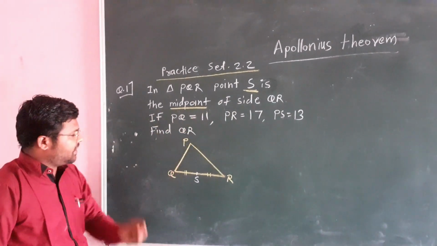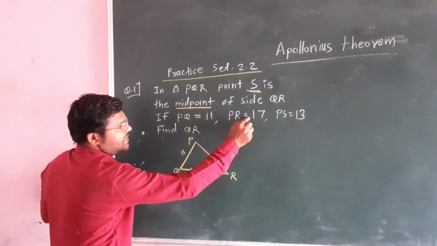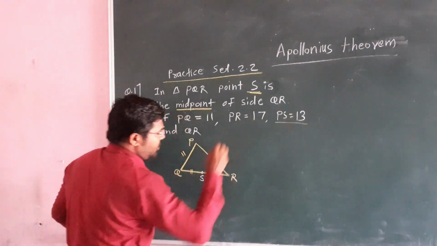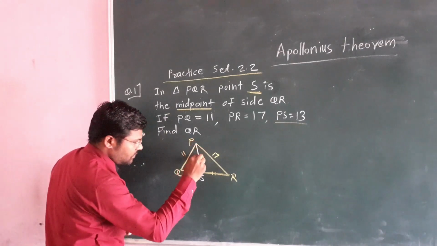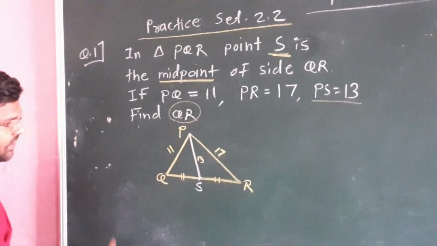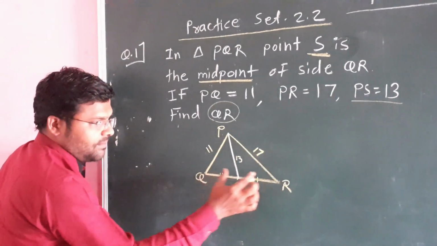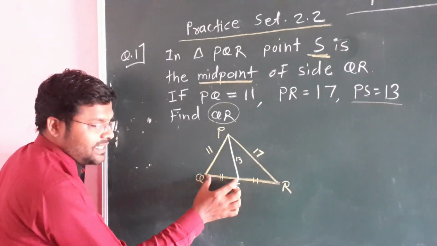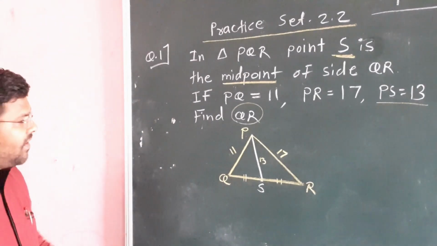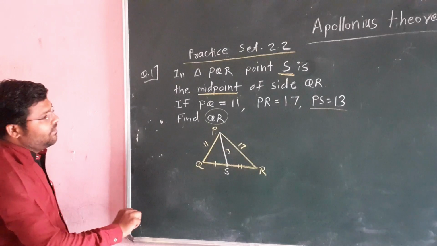If PQ is equal to 11, where is PQ? Here. PQ is equal to 11. PR is equal to 17. PS is equal to 13, here PS, and find QR. QR means QS plus SR. Otherwise, QS into 2 is equal to QR because S is midpoint. So first of all, find out QS or SR. By using the Apollonius theorem, we can solve it.